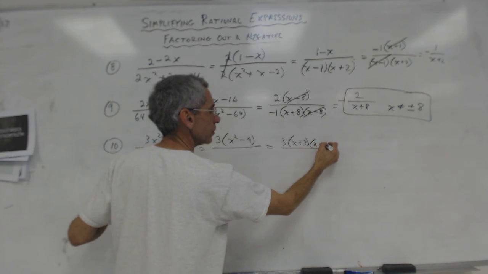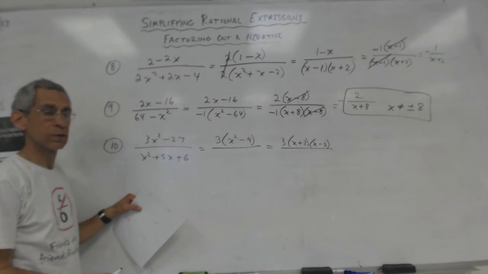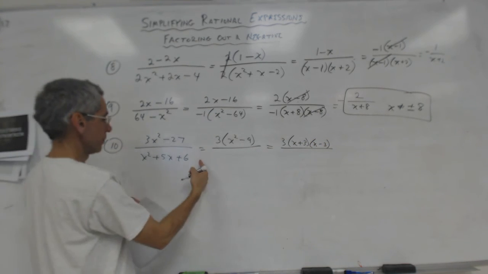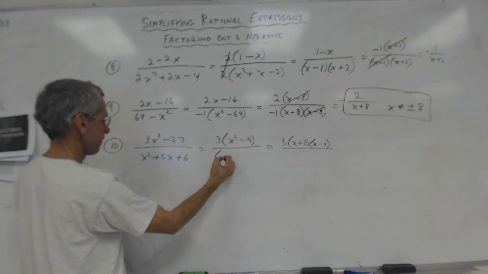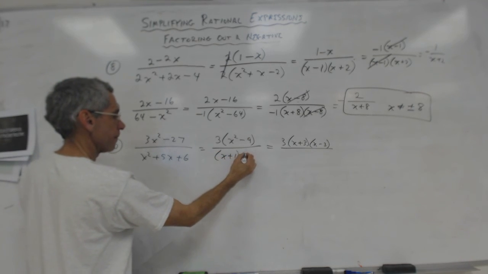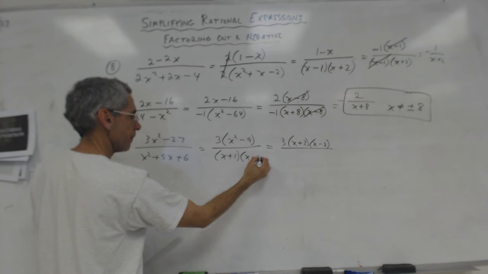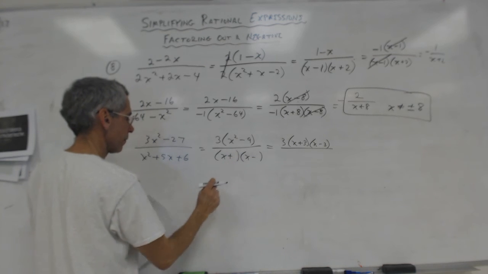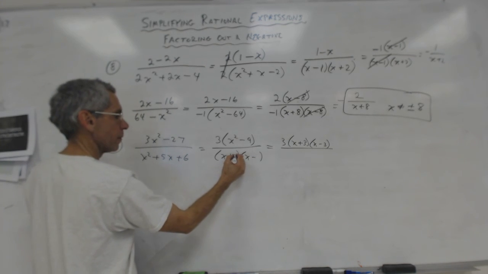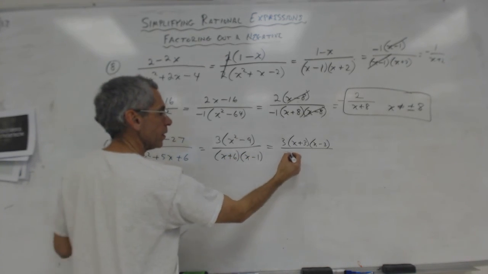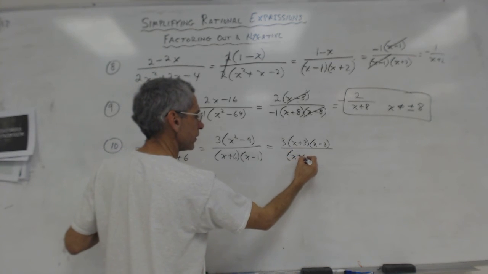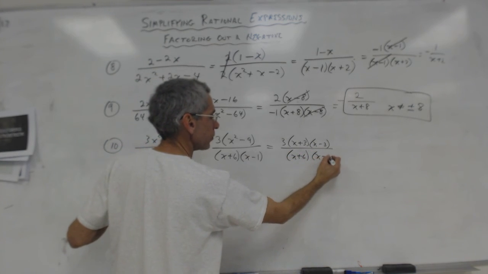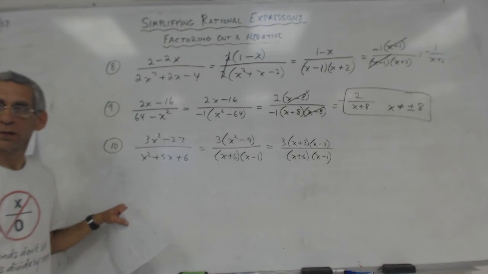You guys seeing this? And then the bottom we can do x plus 6 and x minus 1. So here I've got x plus 6 times x minus 1. Is that right? Yeah.